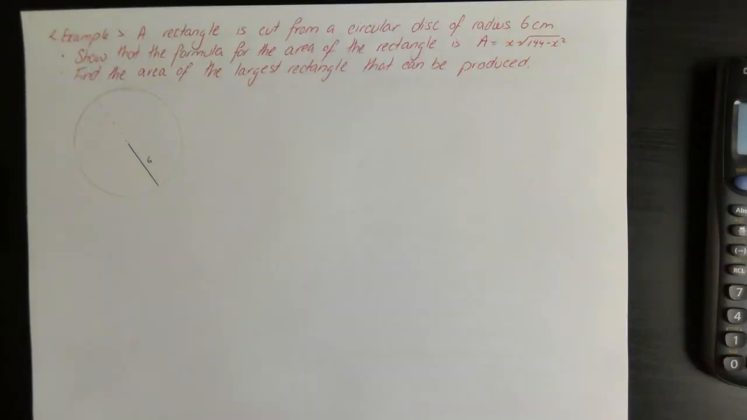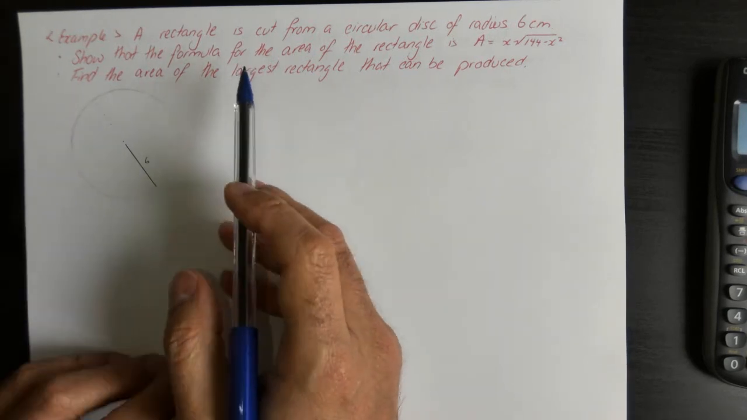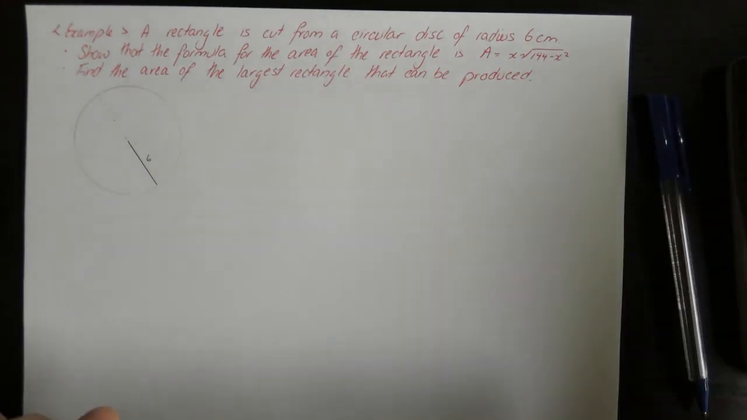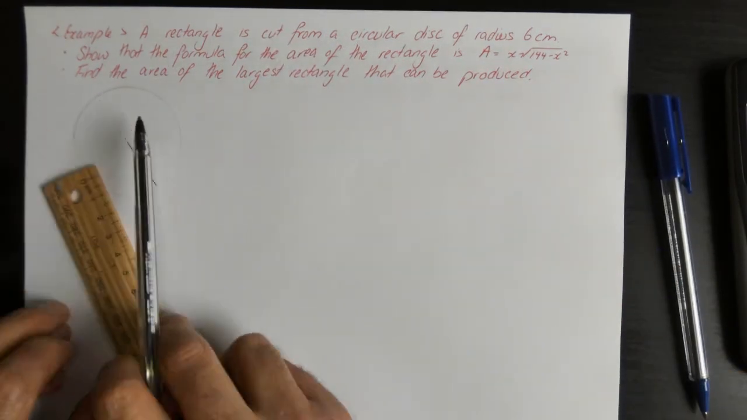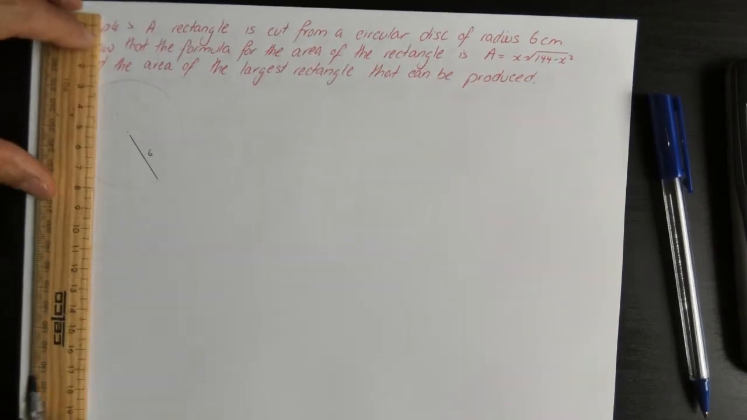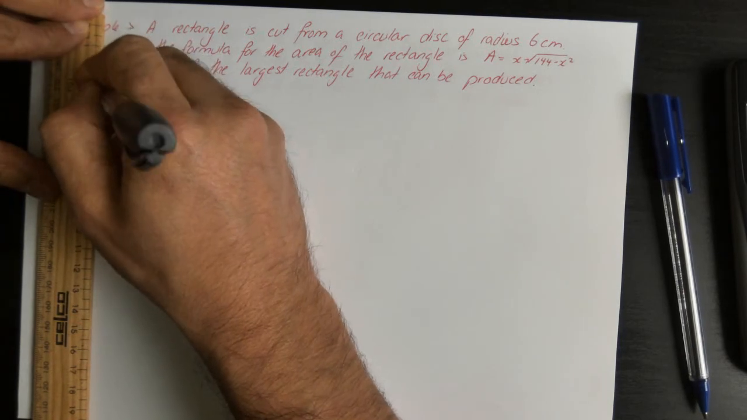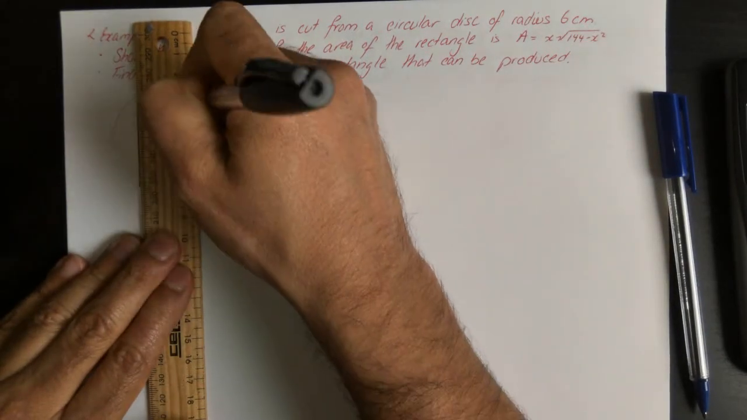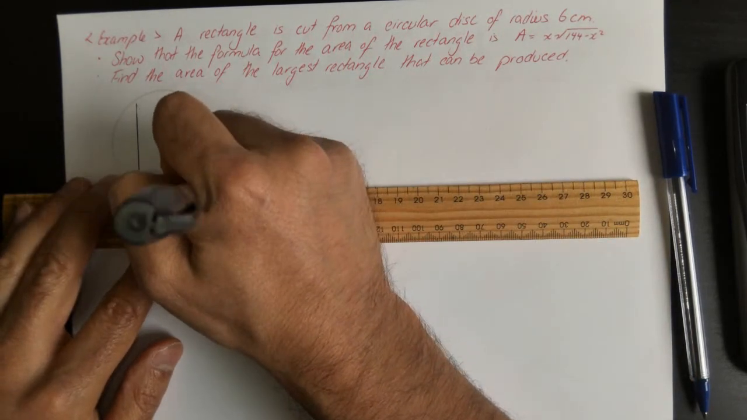Okay, another example. We have a rectangle that's cut from a circular disc of a radius of 6 centimeters. We want to show that the formula for the area of the rectangle is such, and we want to find the area of the largest rectangle that can be produced. So here's my circle. It has a radius of 6, which means it has a diameter of 12. But what I'll do is from this diameter, I'm going to draw my rectangle.